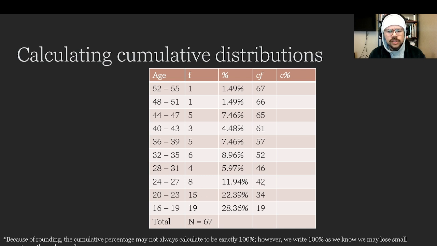34 plus 8, 42 plus 4. Oh, I think I jumped a little bit. I think I might have gone a little bit high here. So 46 plus 6, 52. Plus 5 is 57, so on and so forth.